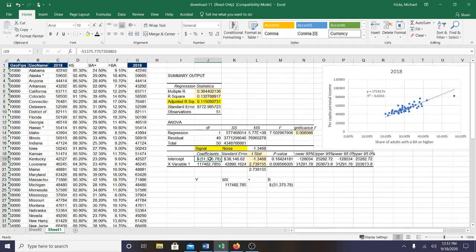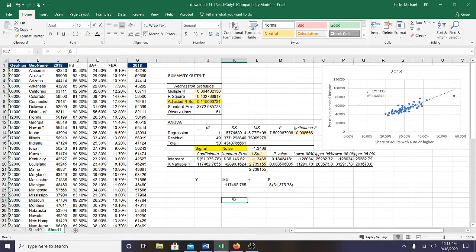The X variable here describes the relationship between per capita income and the share of adults who graduate from high school. So this has interpretation, right? Remember, the X is between 0 and 1. So if you went from, say, 50% to 150% of adults with a bachelor's degree or more, that would increase your per capita income by $117,000. So that's sort of ridiculous. Let's just see how much your per capita income would rise if you went from 50% to 60%.